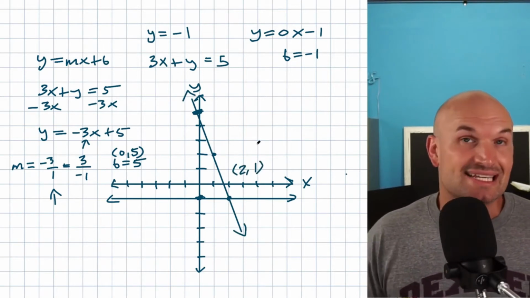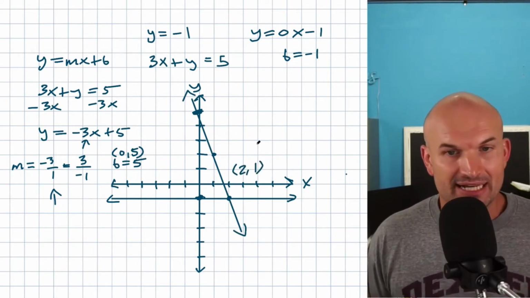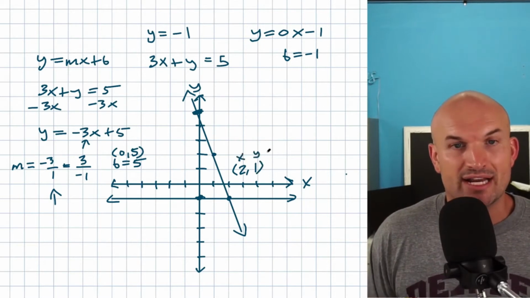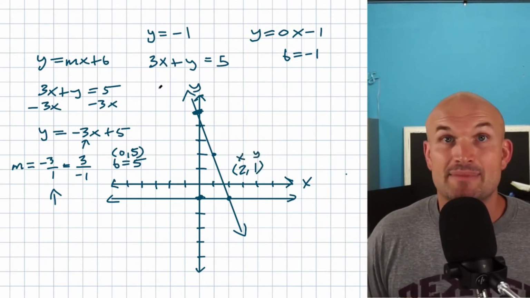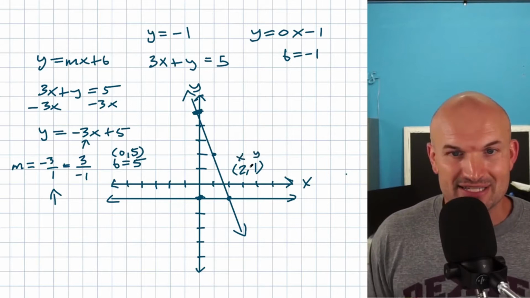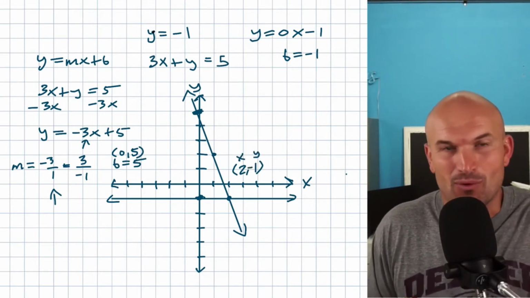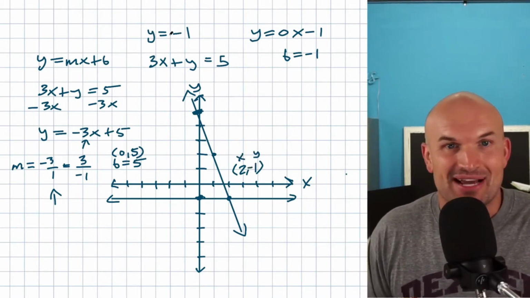That is going to be the point that satisfies both of these equations. Meaning if you plug in a 2 for x and a 1 for y into either of these equations, it's going to make the equation true. Hopefully you recognize that's not a positive 1, that needs to be a -1, right? Because if you plug 1 in for y, obviously it's not going to be right. It has to be a -1.